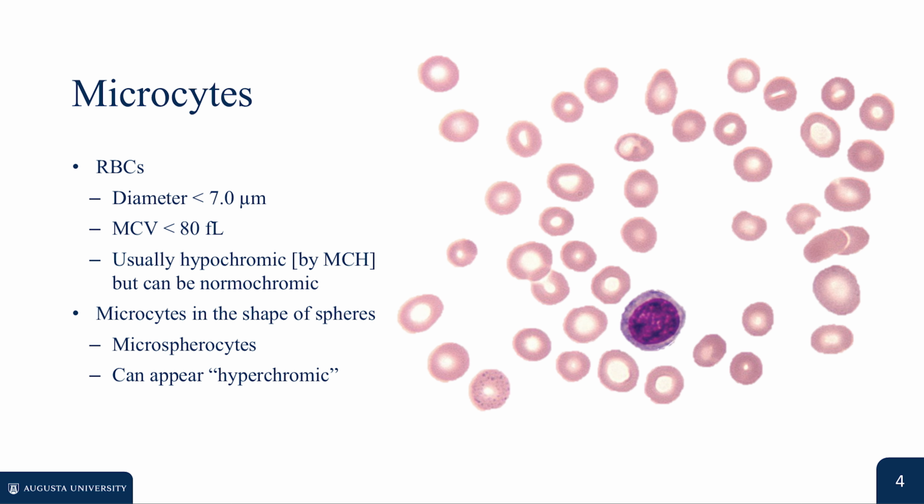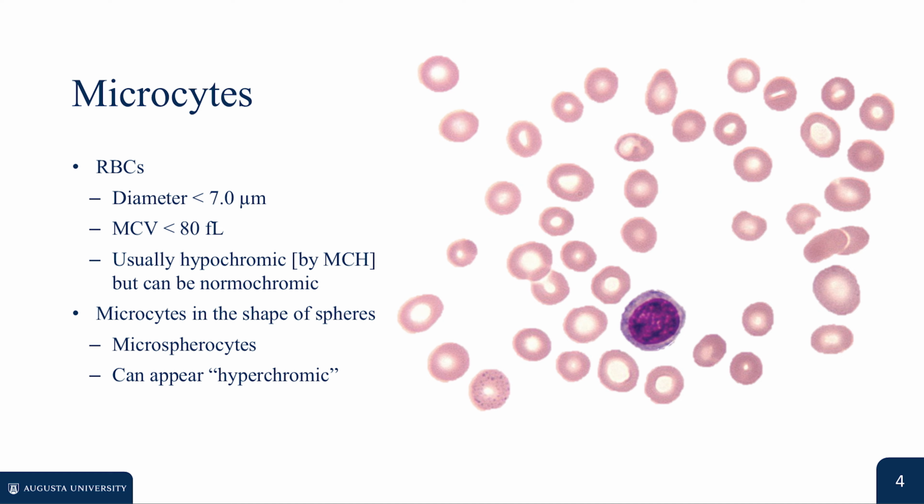Turning our focus to microcytes, these are defined as red blood cells with a diameter less than 7.0 micrometers and an MCV of less than 80 femtoliters. Microscopically, microcytes typically display hypochromasia, presenting with decreased MCH and MCHC values due to reduced hemoglobin production. However, it is worth noting that microcytes can occasionally remain normochromic depending on the underlying pathology.